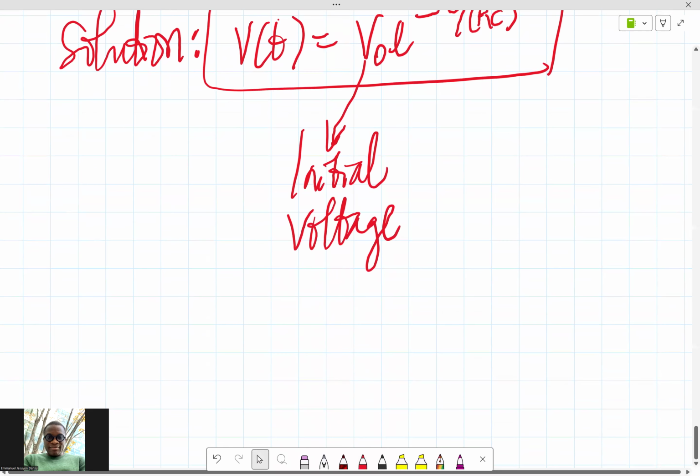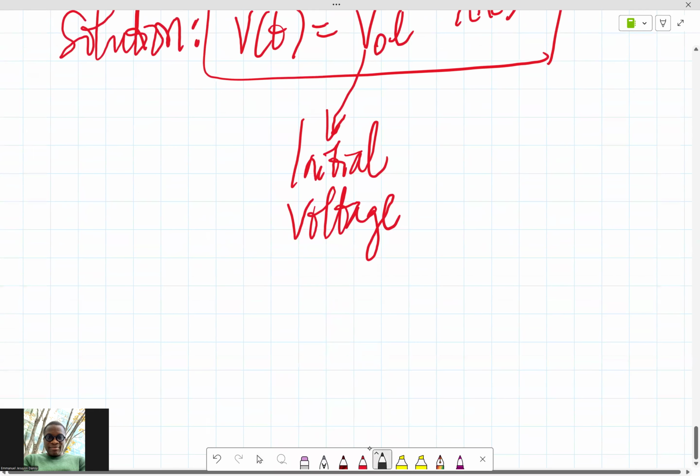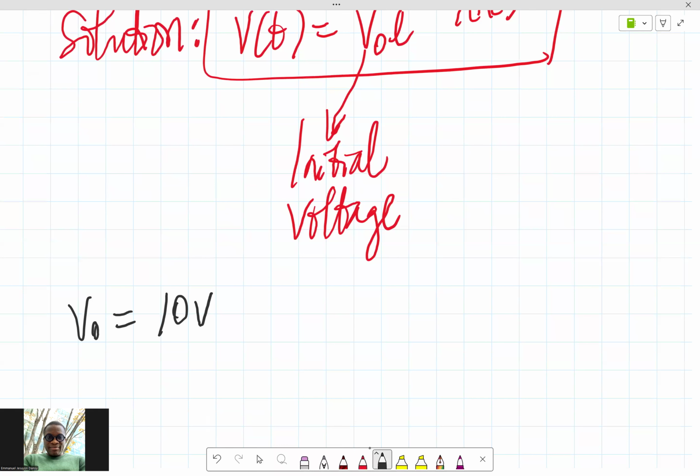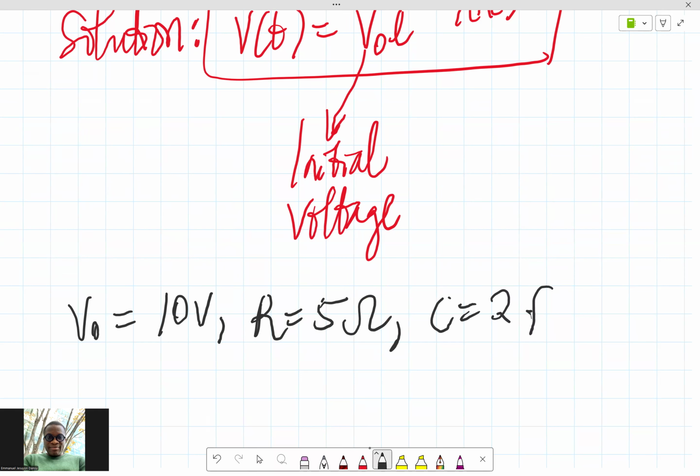So if we have an example where we have a capacitor that has V naught to be 10 volts, then we have the resistance to be 5 ohms. The capacitance is 2F and it discharges the voltage at time t.